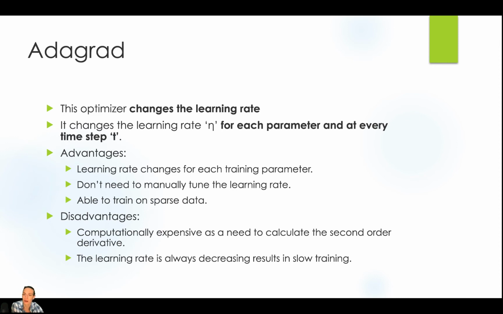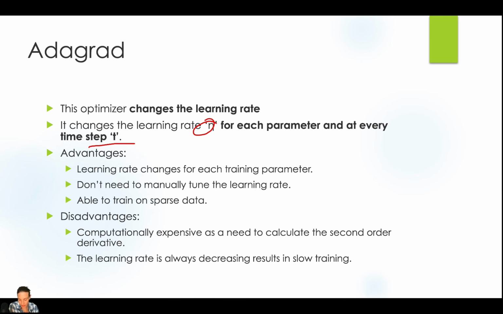Here's another type of optimization algorithm, whereby the learning rate is changed dynamically. So mu, or the learning rate, for each parameter is changed at different time steps. It is great that it changes because it can adapt better to the data. It's able to train on sparse data. But it is very computationally expensive as it makes use of the second order derivative. So it's a little bit more math involved.